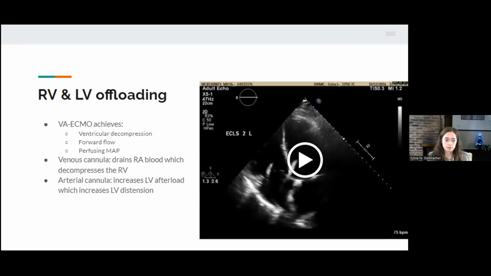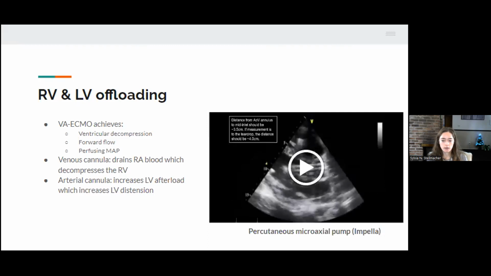Sometimes, however, because we cannulate patients for ECMO and increase their afterload with arterial blood being supplied up the aorta, we need additional measures to offload the left ventricle. So sometimes we need additional devices in place to help out the heart.